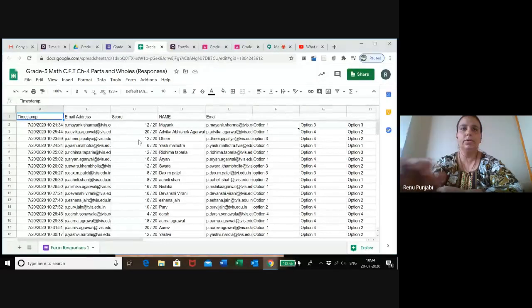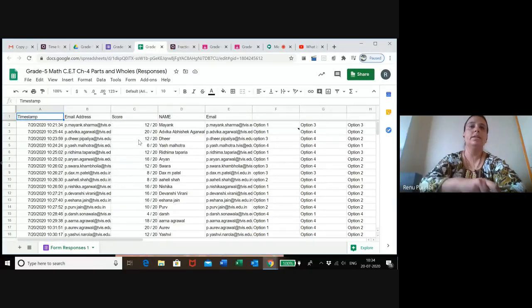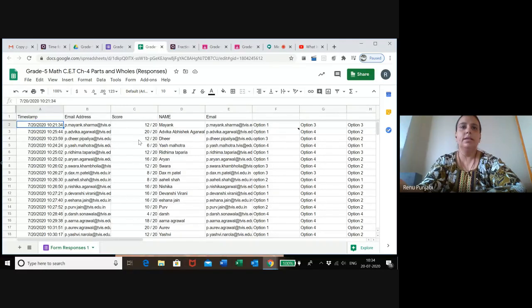You can continue. So Mayank got 12. Advika 20 out of 20. Dhi 12. Yash Malhotra 6. 12. Ridhima 12. Aryan 16. Swara 12. Daksh 8. Aheli 8. Nishika 16. Devanshi 16. Ishana 16. Purv 10.